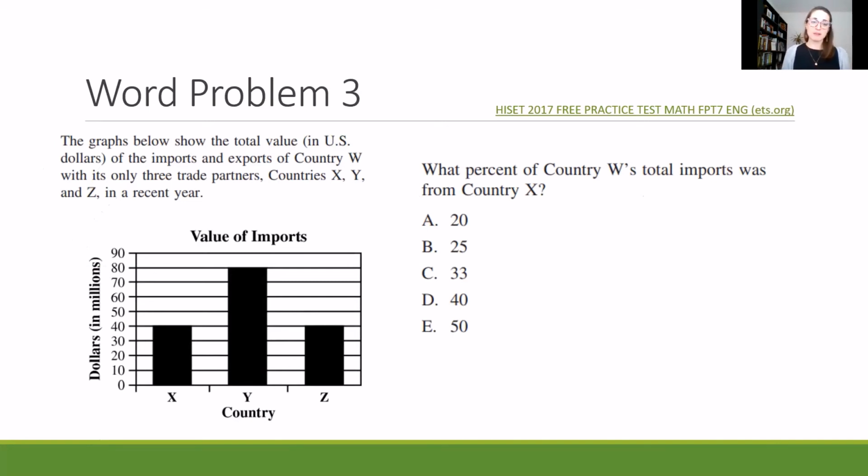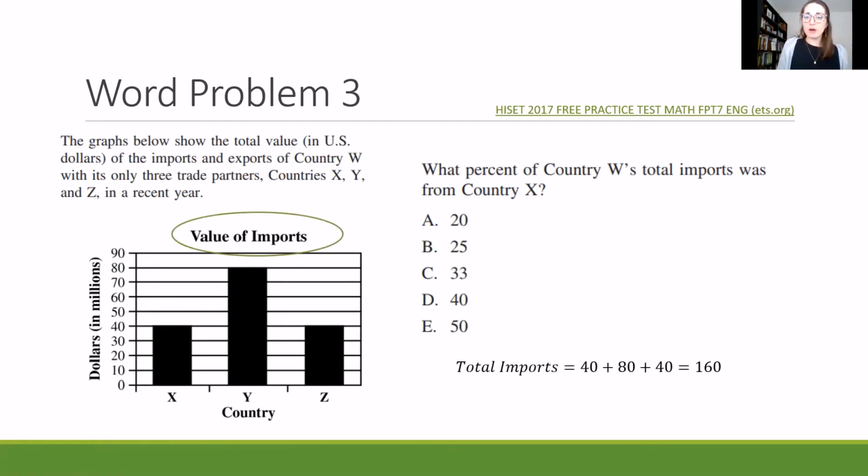So if we look at this graph of imports, we see dollars and millions. The value of the imports, we know at the top, so make sure you're looking at those titles to make sure you're looking at the right graph. And then our country is down here. So it asks us this, what percent of country W's total imports was from country X?